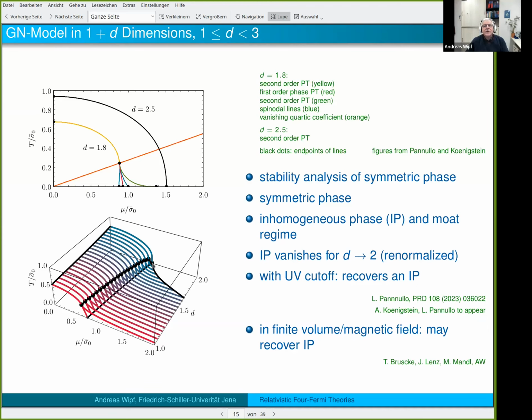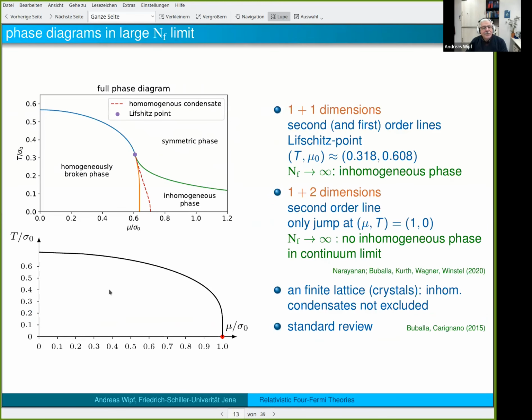So there's no inhomogeneous phase anymore. There's no mode regime anymore. And the situation looks very much like shown here on the top. So there is no inhomogeneous phase. Okay. So how has it been done?